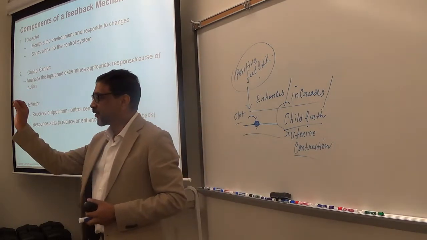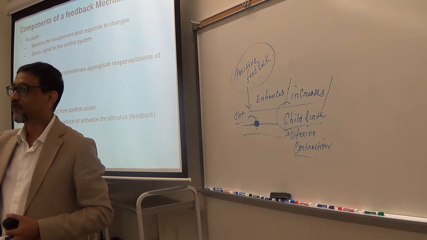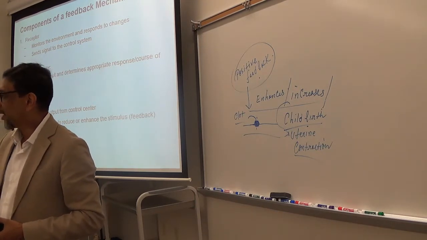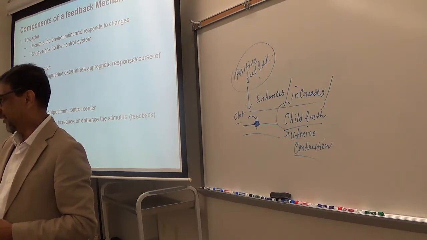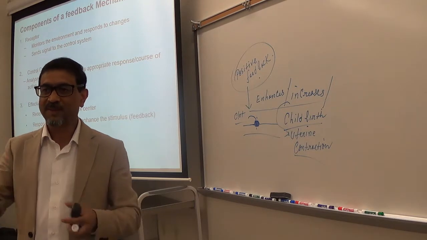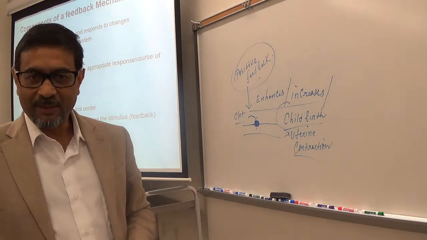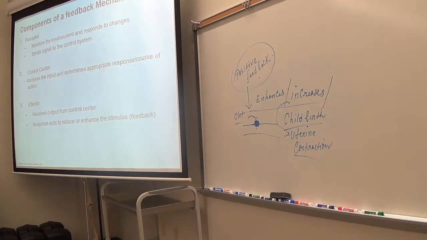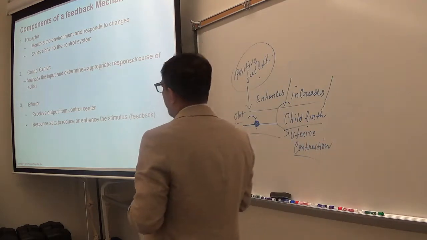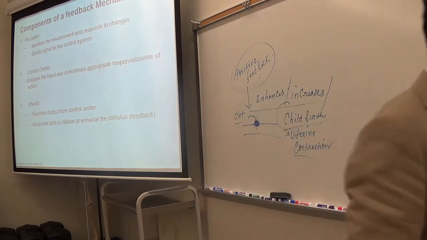Now, how many mechanisms of homeostasis? Mechanisms. Negative and positive feedback, right? 2. And how many components? 3. Receptors, control center, effector. Make sense? Don't confuse. If I ask you mechanisms, those are 2, positive and negative. And the components are 3. Okay, so let's move forward.